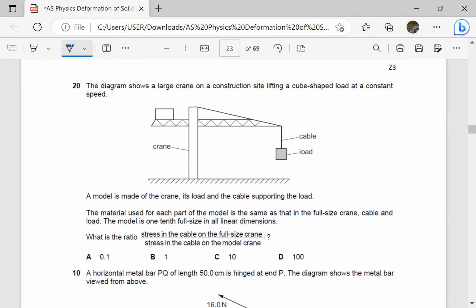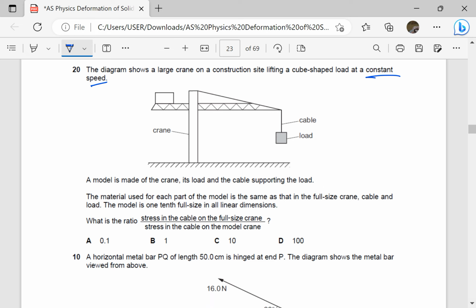The diagram shows a large crane on a construction site lifting a cube-shaped load at a constant speed. This part is very important, at a constant speed. The material used for each part of the model is the same as that in the full-size crane, cable, and load. The model is 1/10th full size in all linear dimensions. That means the strain is going to be a 10th of the actual strain.